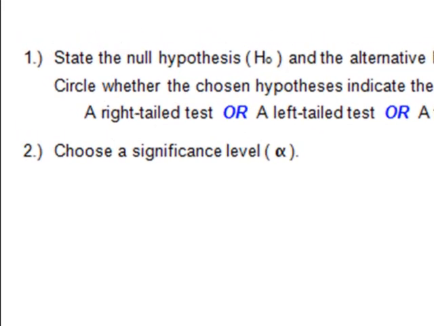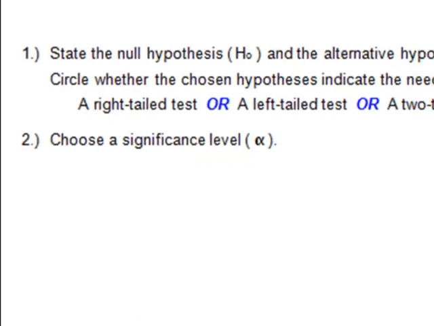Number 2, we choose a level of significance. This is normally given in the problem. The default is alpha equal 0.05. And this is the probability of making a type 1 error.